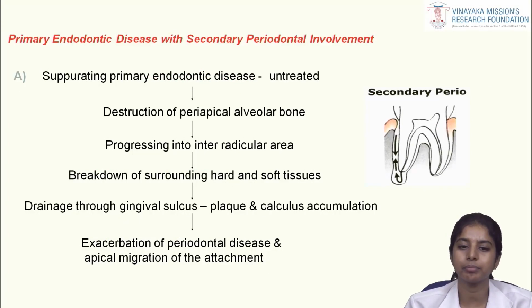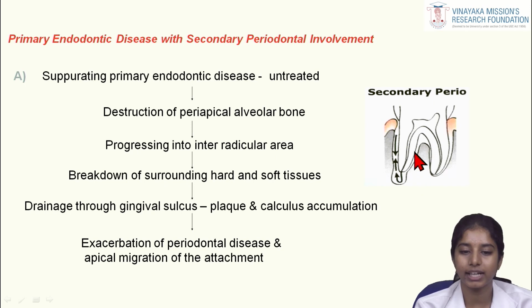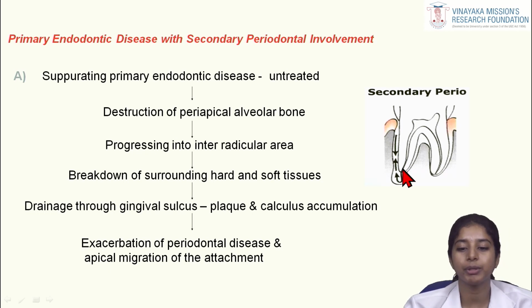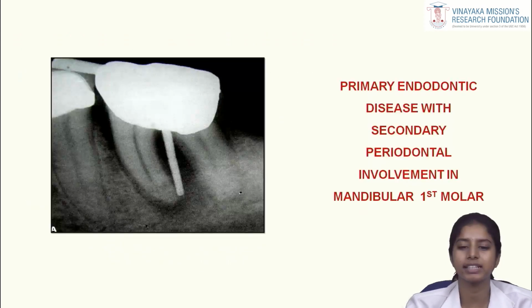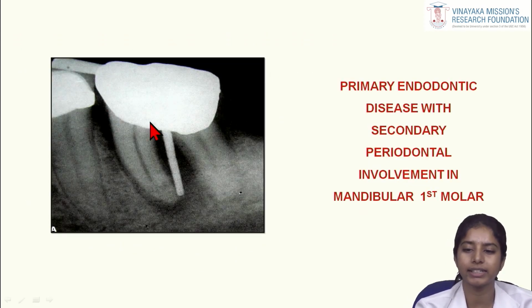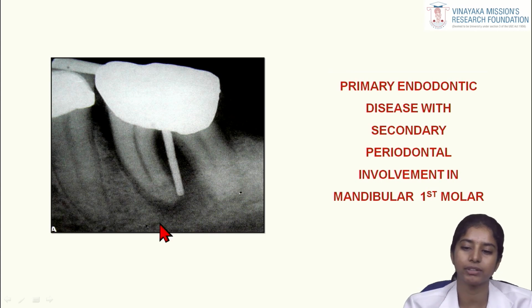Then we have primary endodontic disease with secondary periodontal involvement. When a primary endodontic disease is left untreated, it leads to destruction of the periapical alveolar bone, and this destruction progresses into the interradicular area also. This progression initiates breakdown of surrounding hard and soft tissues, and then finally drainage occurs through the gingival sulcus, and there will be plaque and calculus accumulation exacerbating the periodontal disease, and finally apical migration of the attachment takes place and leads to periodontal disease. Here is a classic representation of primary endodontic disease with secondary periodontal involvement in this mandibular first molar.